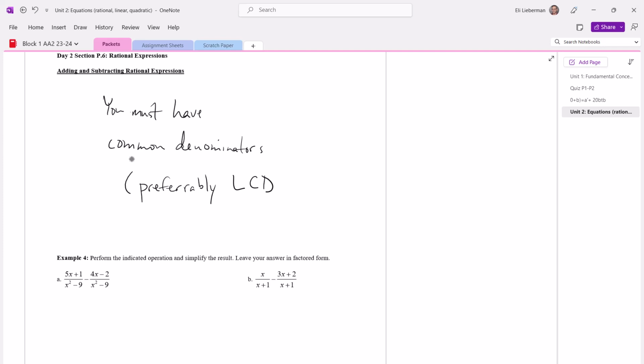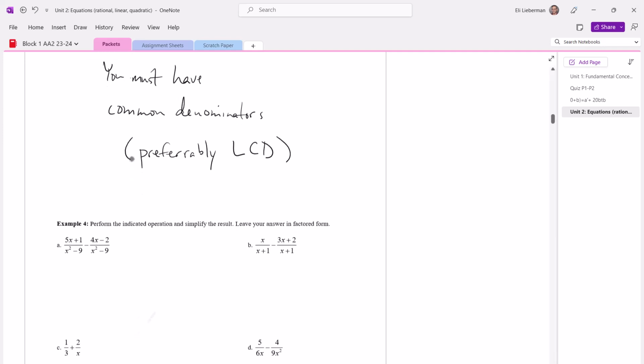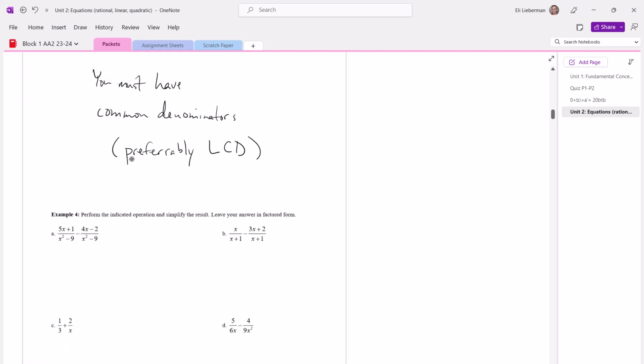Least common denominator. Least? Lowest? I don't know what that else stands for. So A. Hey, it's already common denominator. Yay, go ahead and finish A. Check in with your neighbor when you finish.